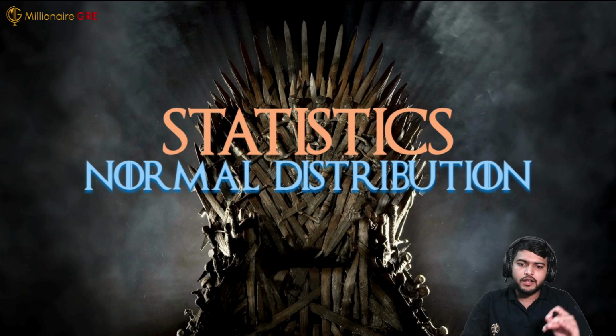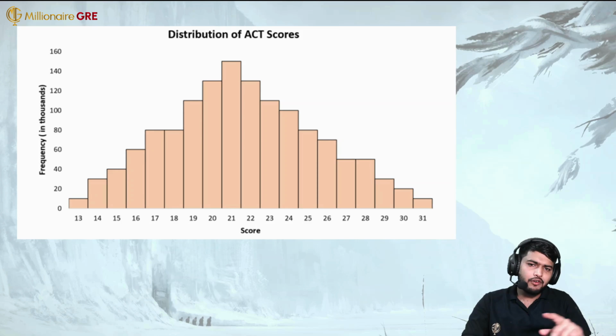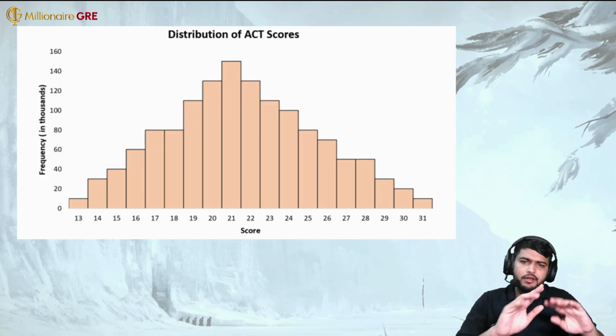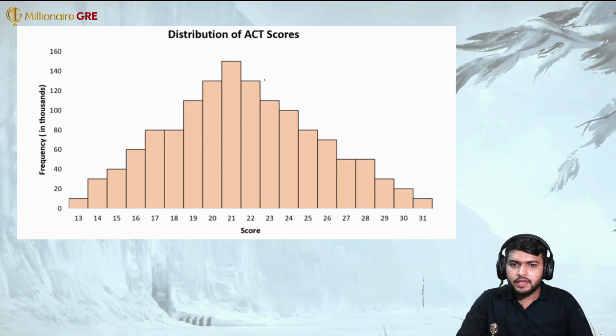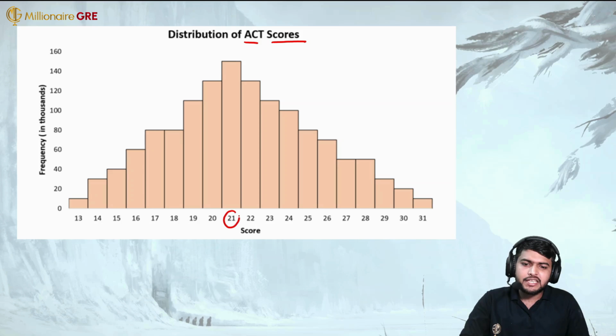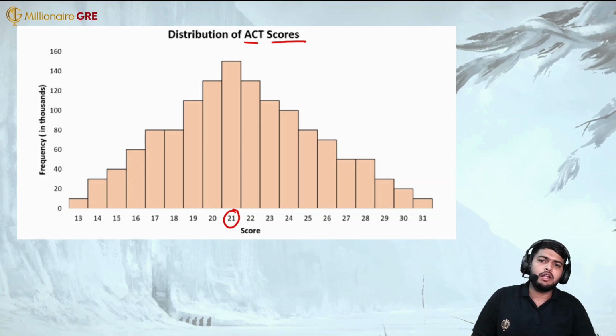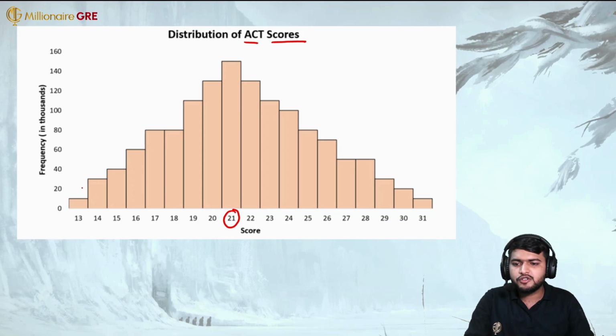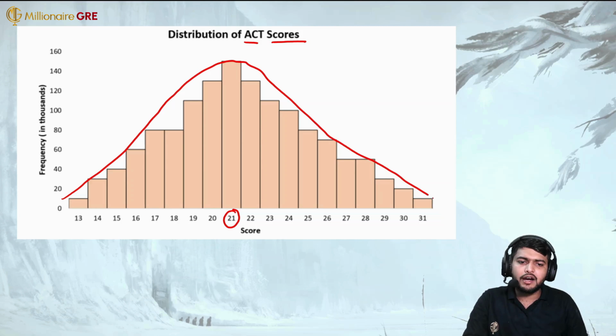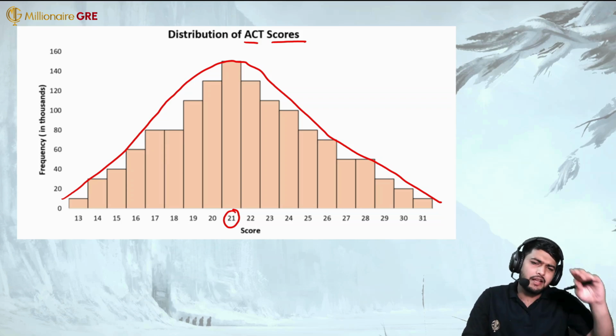In this video, we're discussing the concept of normal distribution. But before we talk about normal distribution, let me give you some real life statistics. This is the distribution of ACT scores. You would notice that maximum people have scored 21 or around 21. As you move away from this value of 21, the frequency drops, or the number of students drops. And if you were to draw a graph, you will get a bell-shaped curve or approximately a bell-shaped curve.